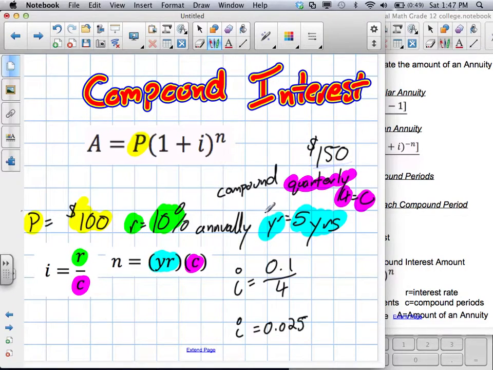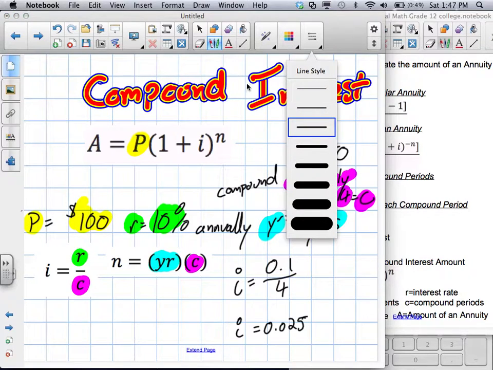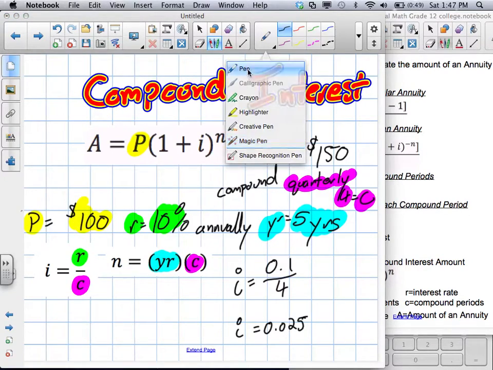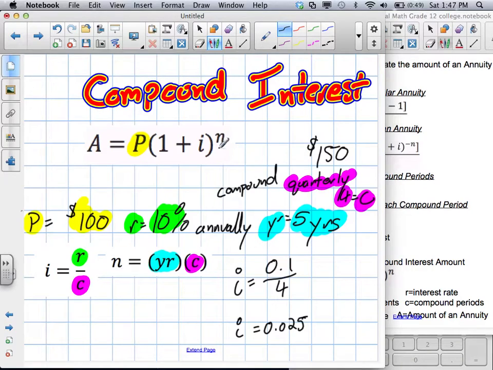So we have our I. And the other thing we've got to figure out is N. N stands for number of periods. Kind of like T did, but this one is different because we're multiplying the years times the compound period, right? So if it's 5 years and we get it 4 times a year, that's 5 times 4. Not 20 years, but 20 periods. So now we have a number for N.